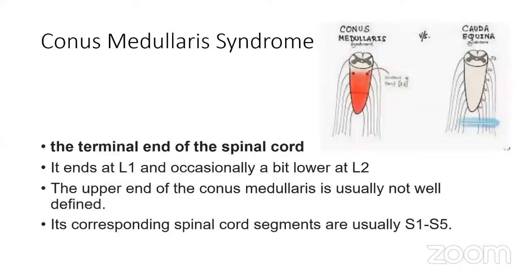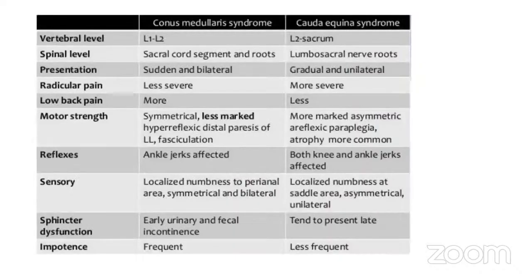We'll just take another 2 slides to differentiate it from conus medullaris syndrome. Like we can see, conus medullaris is the part in red, whereas cauda equina are just the nerve roots. So conus medullaris is the terminal end of the spinal cord, below which protrudes the pia mater as a filum terminale. The conus ends at L1, and the upper end is normally not well defined. So here in conus medullaris syndrome, we will also have upper motor neuron signs, generally from the sacral segments.